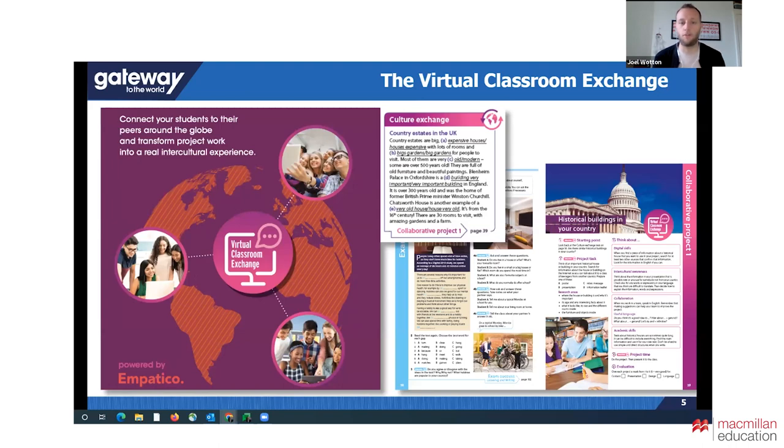Through the Gateway to the World course, we have a number of resources, units, and collaborative projects, and Lauren talked a lot about collaboration in her empathy framework. These collaborative projects occur every second unit in Gateway to the World, and these offer students the framework to create an output for these virtual exchanges that the virtual classroom exchange facilitates.